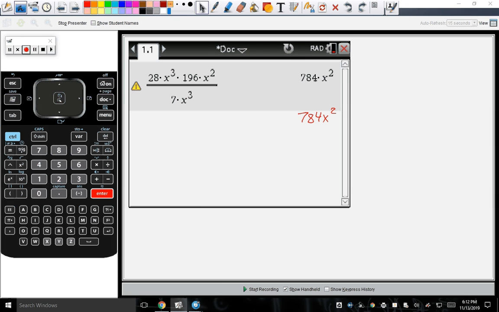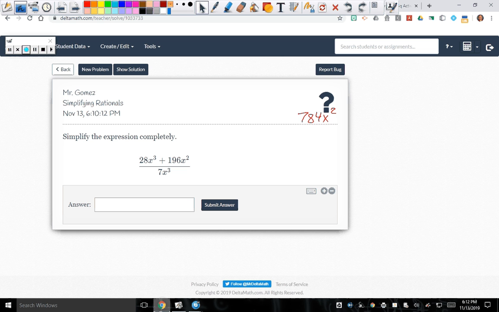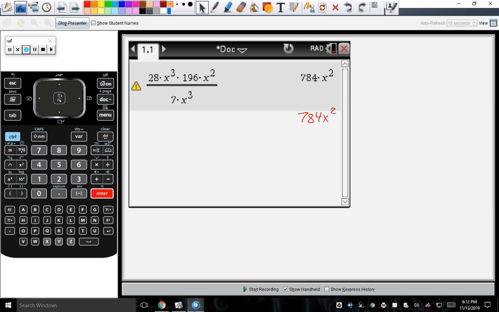Just so that you know, let me make sure that I inputted this correctly. Oh, I did not. So what mistake did I make? I multiplied instead of added. So let's go back and fix this real quick. I'll just press enter to copy it, scroll back, change this to addition, and there's my answer.